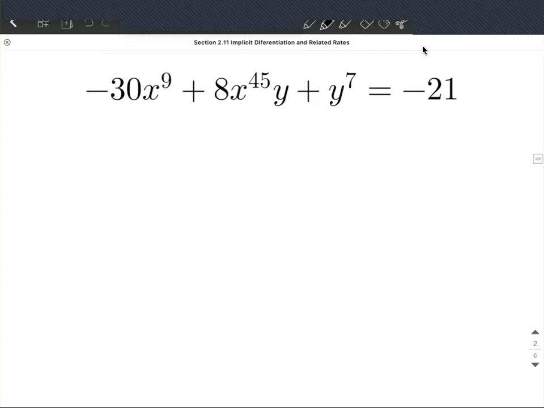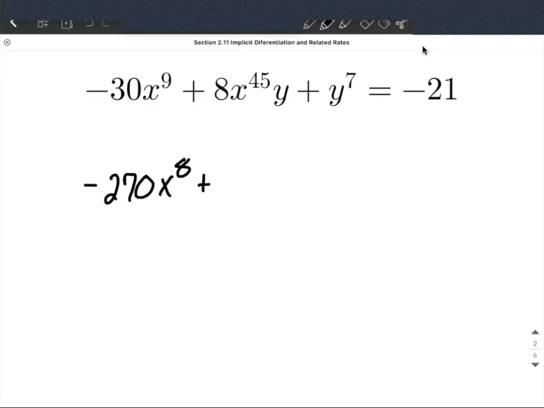Remember, if we have a y and take the derivative of the y term, the derivative of y with respect to x, we're going to put a y prime. All right, so the first term there, the negative 30x to the 9th power, use the power rule. We get negative 270 x to the 8th power. But our variable is x, so no y prime goes next to it.